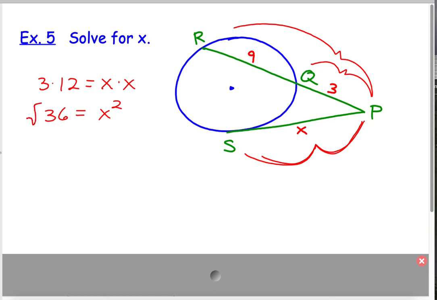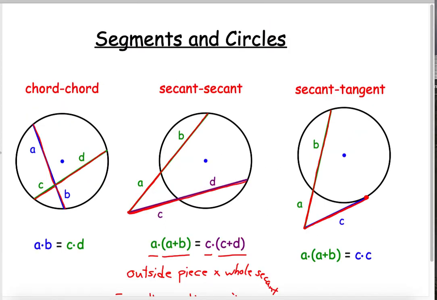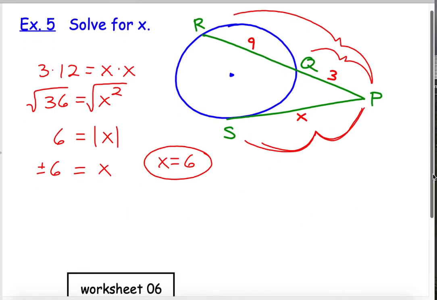We take the square root of both. And so we get the absolute value of x is equal to 6, which means x could be positive or negative 6. But since we're dealing with the length of a segment, x can't be negative, so we take the positive answer, x equals 6. And there you go. So now you're ready to handle problems that are either chord-chord, secant-secant, or secant-tangent. So the assignment is worksheet 6.